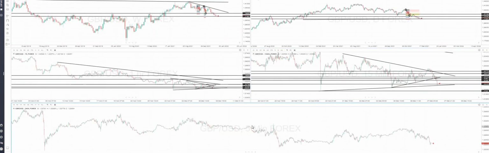So we'll be back. It's 9 o'clock right now. We'll be back in about 15 minutes when we have a little bit more price action, and then we'll be able to make the decision.